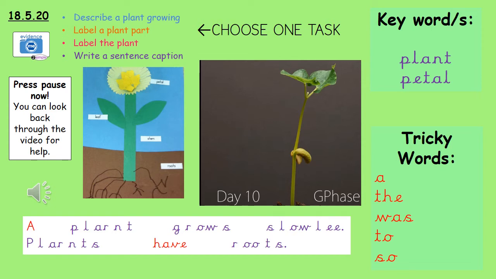So you can write a sentence without a picture, or you can take a picture and write a sentence. You can draw a picture and write a sentence, or you can use a video of the bean growing to write your own sentence. And I've listed some examples on the video screen now for you to have a go with.